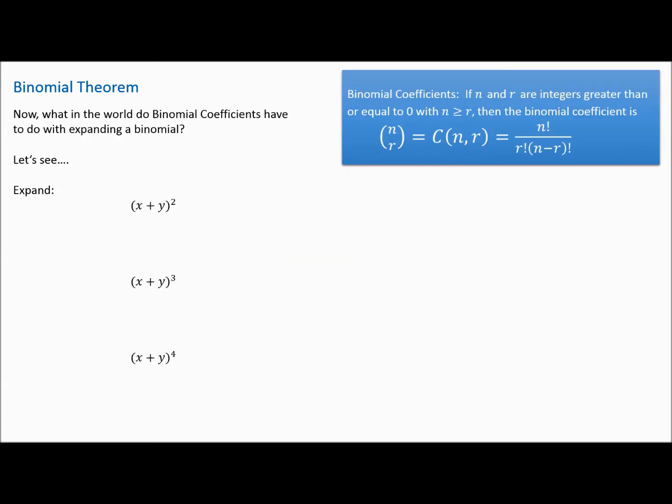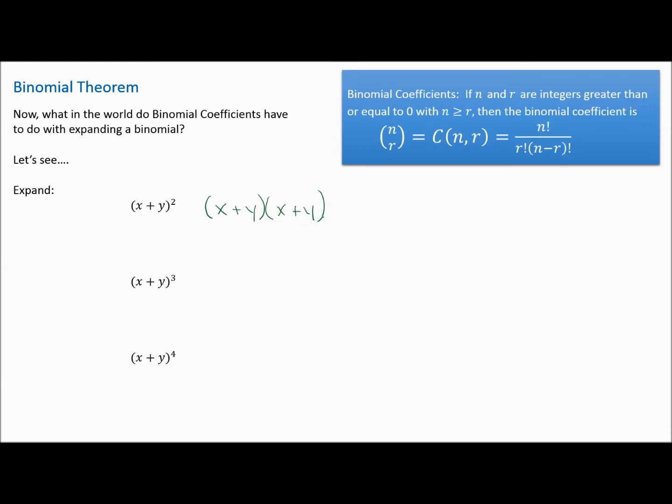Alright folks, so now we're going to leave that thought just a minute. Notice I still have it in the top right corner in our square rule over here. But it says now, what in the world do binomial coefficients have to do with expanding a binomial? So let's expand these binomials. Now, this is going to get a little bit sticky, okay? So x plus y times x plus y. That one's not so bad.